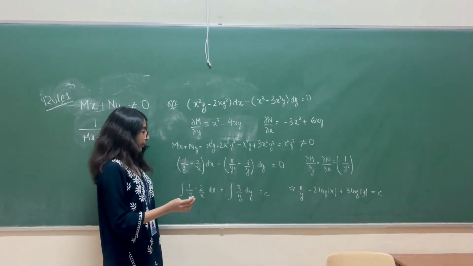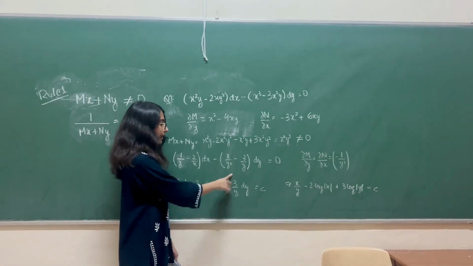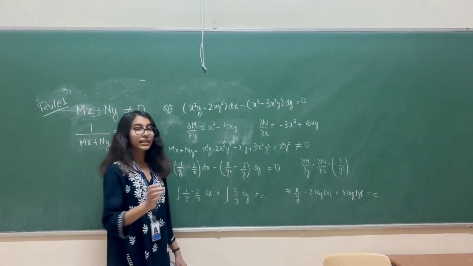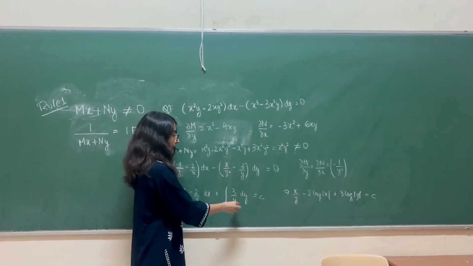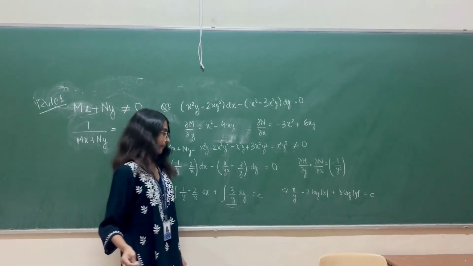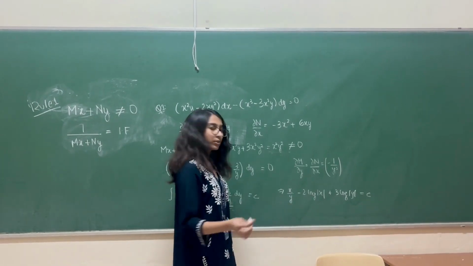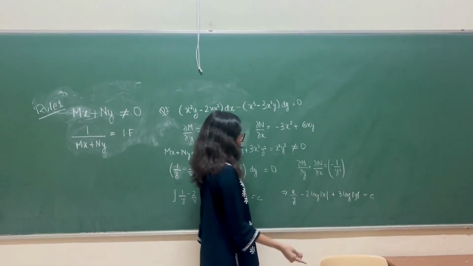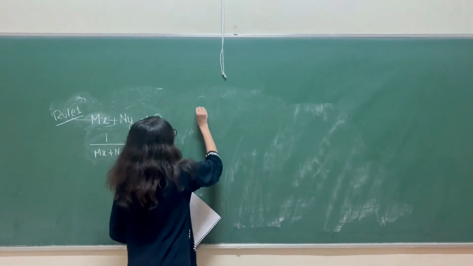So then for the solution, we integrate the M term with respect to x and the N term with respect to y, leaving the x terms. So here that's why we have left this term out and we only consider 3 by y. And then when we integrate it, we get x by y minus 2 log x plus 3 log y is equal to c.